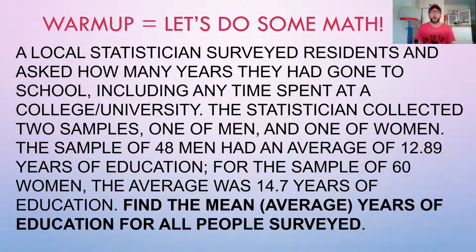Sample of 48 men had an average of 12.89 years of education. And for the group of 60 women, the average was 14.7 years of education. We want to find the mean or average years of education for all of the people surveyed. So we want to think, if we combined everyone into one group, what would the overall average years of education be?